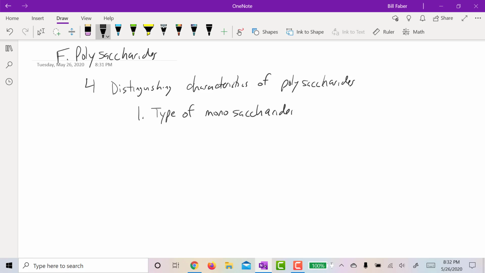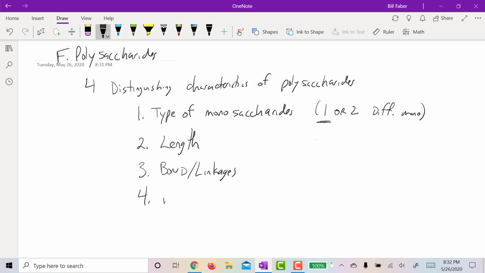And the monosaccharide, you can have one type, which we would call a homopolysaccharide, or two types. You can have multiple, but one or two different monosaccharides. All the ones we're going to talk about are one single type of monosaccharide. The second thing is the length of the chain. The third is the bonds or linkages. And the fourth is whether or not they have branching.